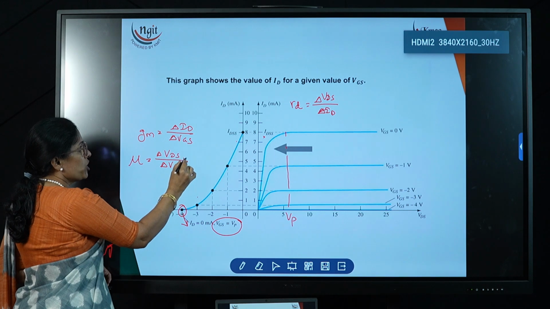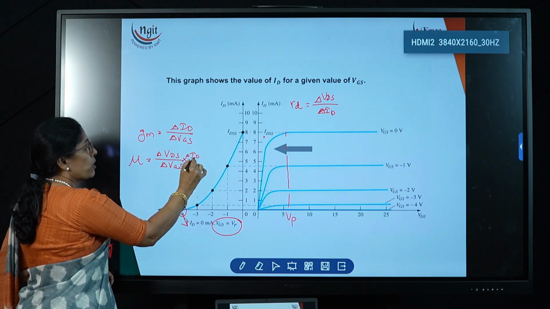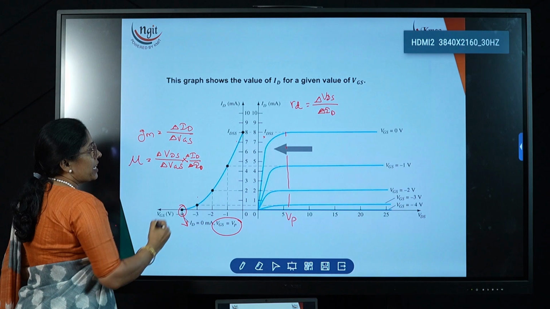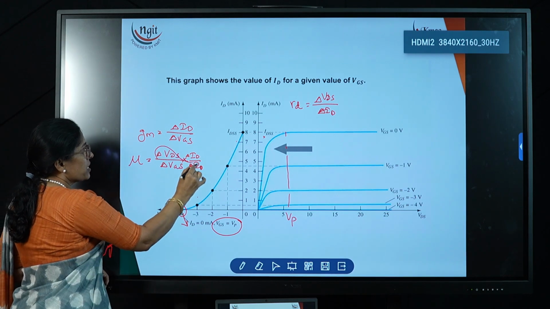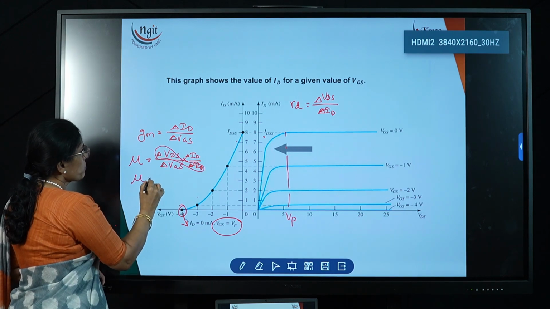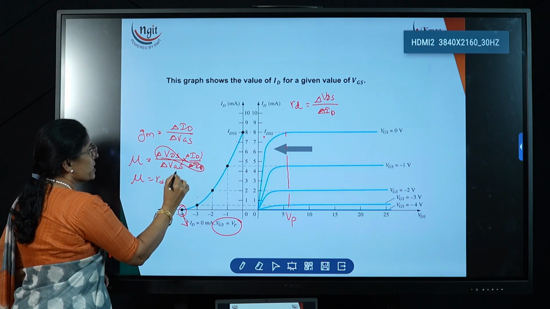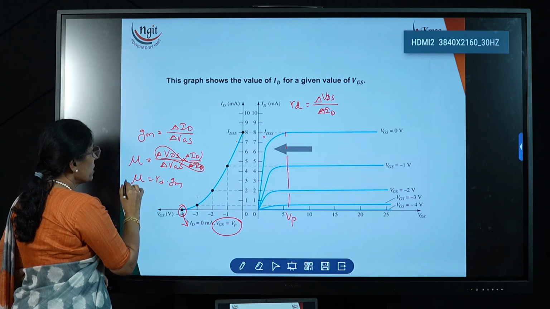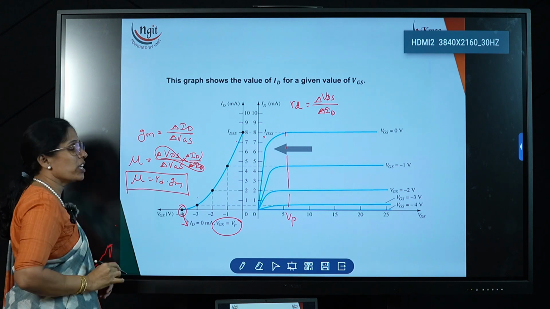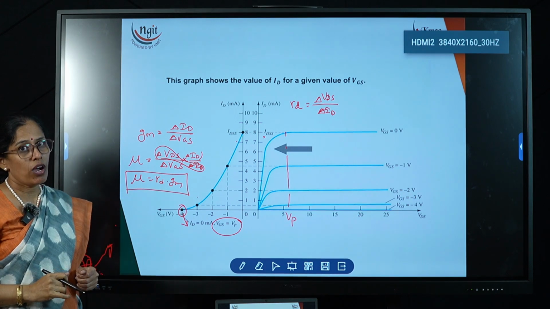Now for the same expression, if I multiply with delta ID, then I can write this term as RD and this term as gm. So now the amplification factor mu is equal to gm into RD.